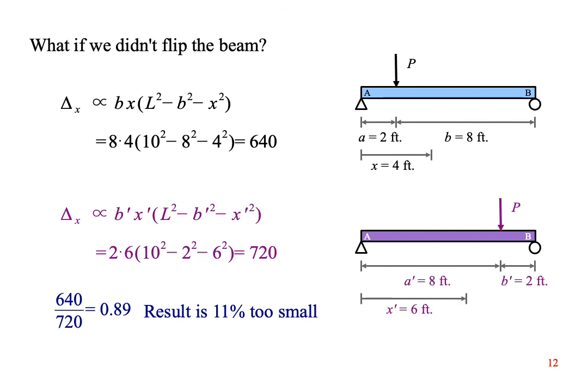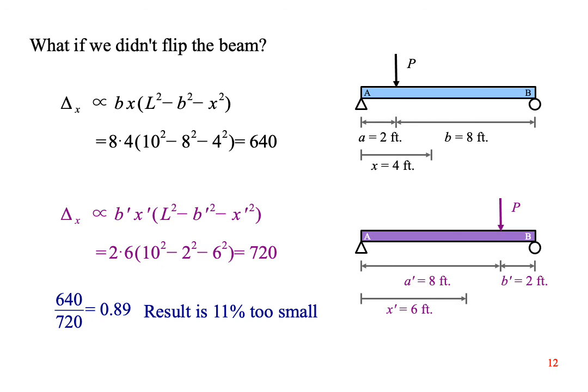If we do flip the beam, then the deflection is proportional to a function of b prime, x prime, and L. Solving, we get the number 720. Divide the two results and we see that not flipping the beam gives an answer that's 11% too small. The error is even greater at the midspan, where the deflection calculation would be nearly 40% too small.